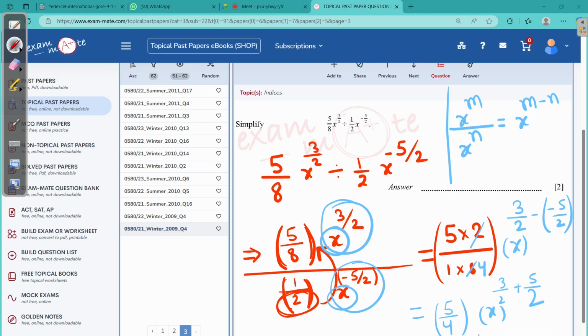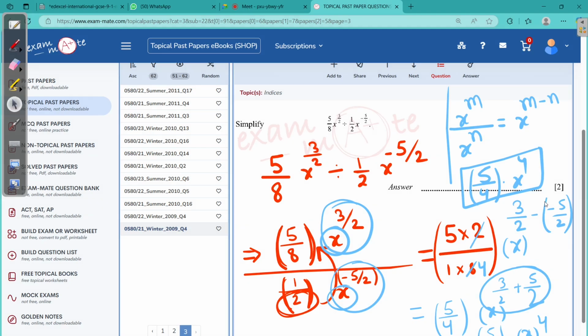Tell me, are you getting this till here? Yes. So it should be 5 over 4 into x raised to power, now they are already fractions. So 3 plus 5 is 8, 8 divided by 2 is 4. So it should be 5 upon 4 into x raised to power 4. So my final answer should be 5 over 4 into x raised to power 4. Any doubt? No, just let me write it down. Okay.